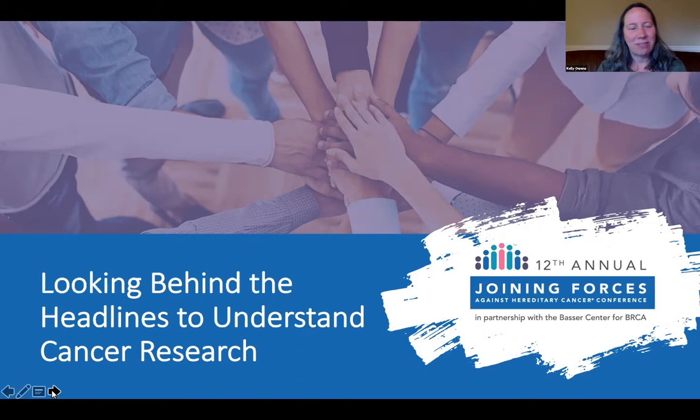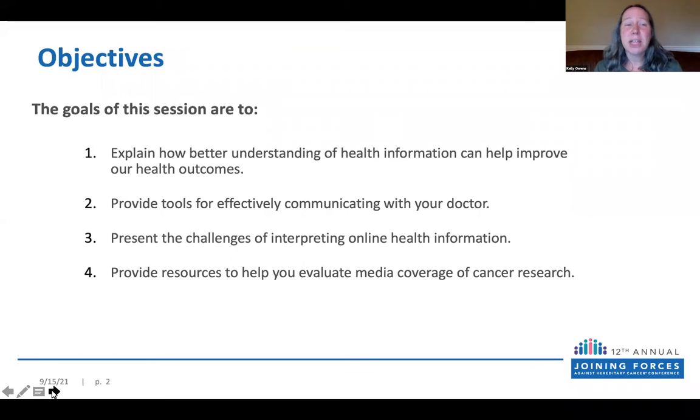Looking behind the headlines to understand cancer research. Our objectives for this session are to explain how better understanding of health information can improve our health outcomes, to provide you with some tools to effectively communicate with your doctor, and present the challenges of interpreting online health information, as well as providing some resources to help you evaluate media coverage of cancer research.